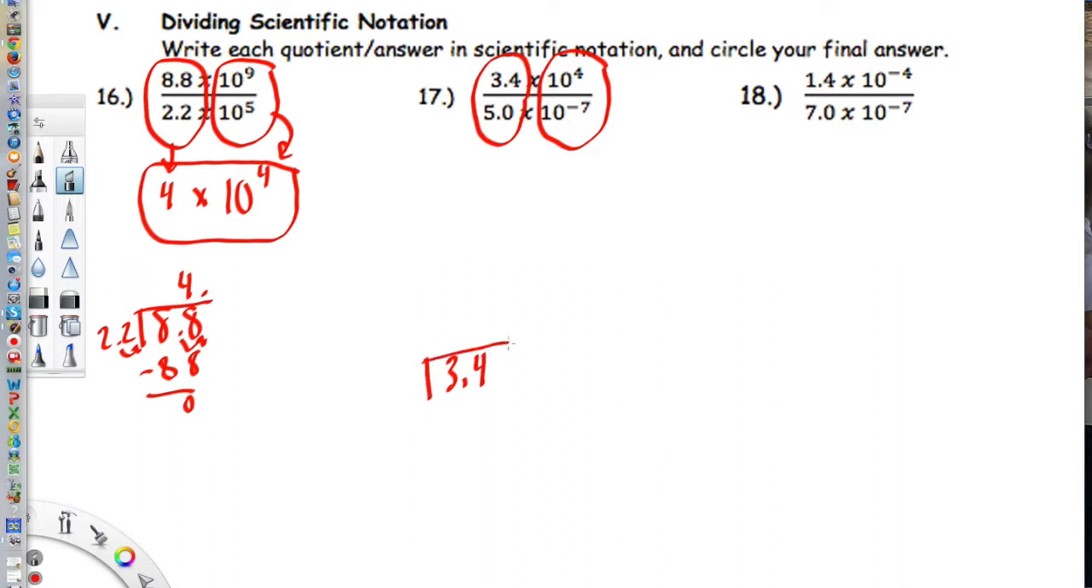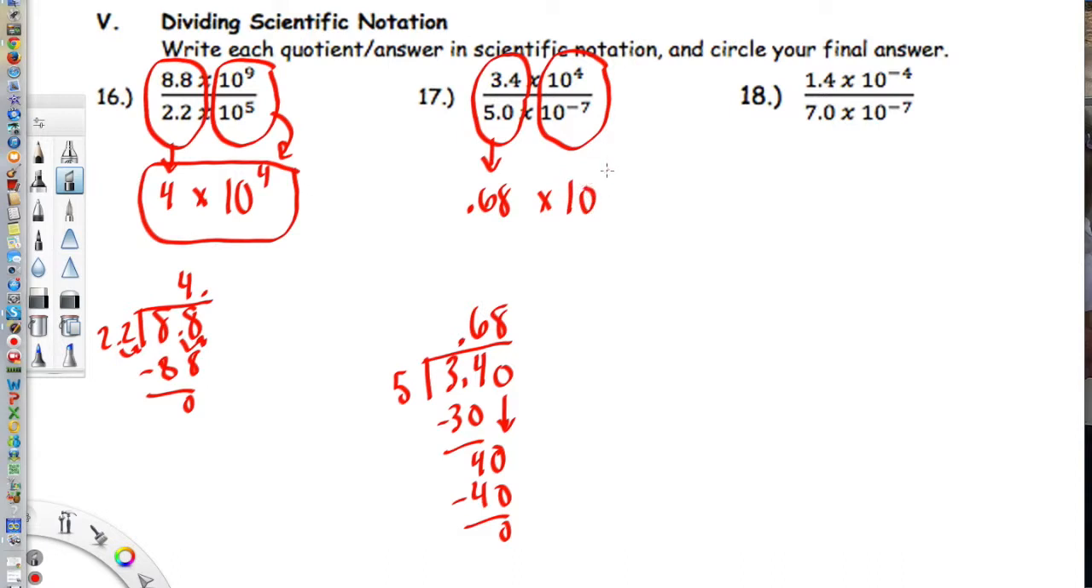3.4 divided by 5. 5 will not go into 3, but it does go into 34 6 times, which is 30. I subtract, I get 4. I bring a 0 down. 5 goes into 40 8 times exactly, with no remainder. And my answer would be 0.68, or 68 hundredths, and then 10 to the 4th power divided by 10 to the negative 7 power would be 10 to the 11th power.